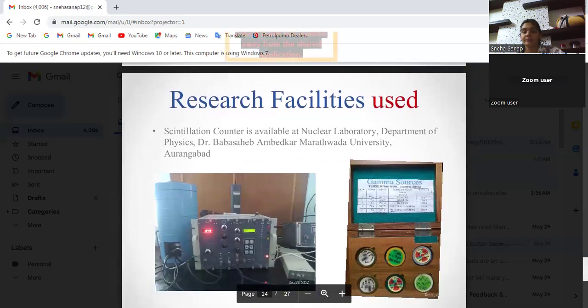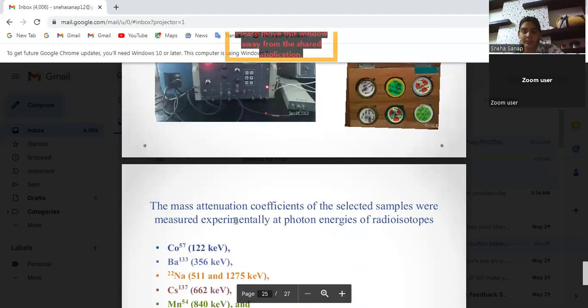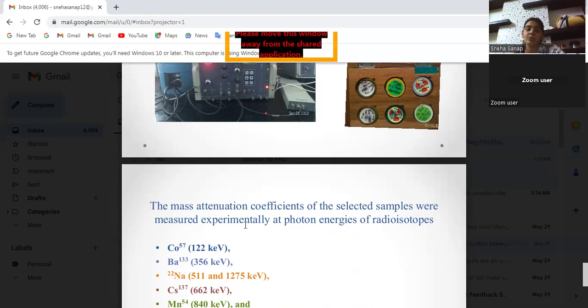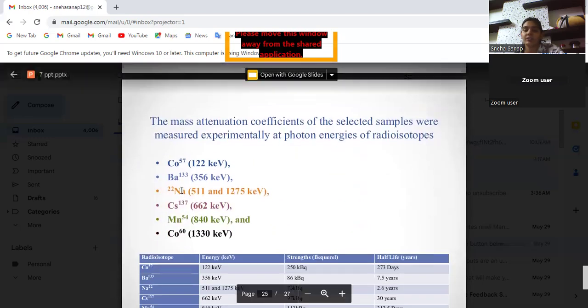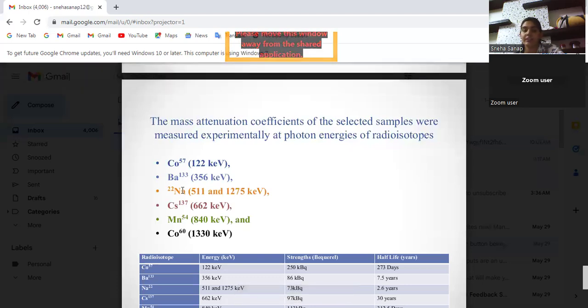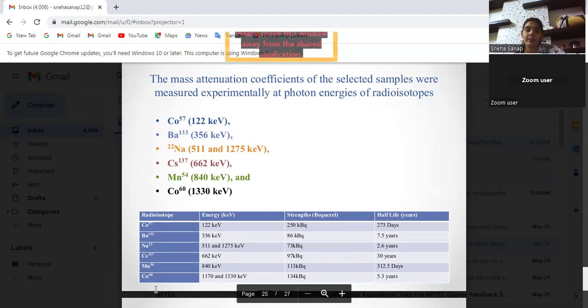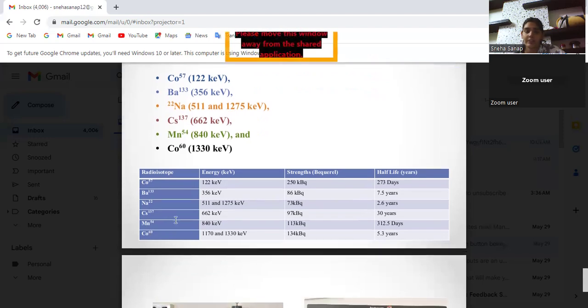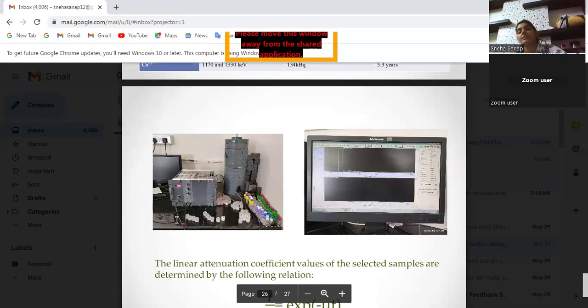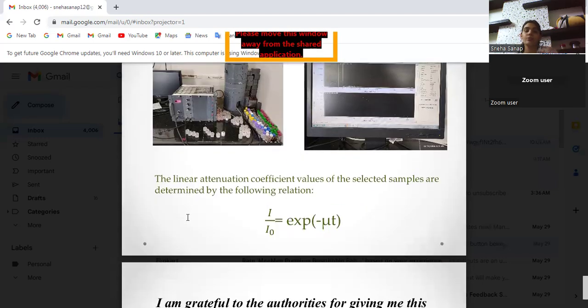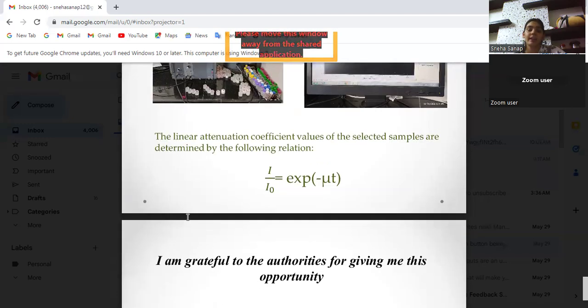Here is a picture of that machine. The mass attenuation coefficient of the selected samples was measured experimentally at the photon energies of radioisotopes. When I searched, I got different atomic numbers with different energy levels. I share with you the different energy levels, different strengths, and the half life of those sources, such as cobalt, cesium, calcium, magnesium, which have different atomic numbers. And this is our scintillation counter and PC also. We are using this formula in our experiment, and the linear attenuation coefficient values of the selected samples are determined by the following relationship.